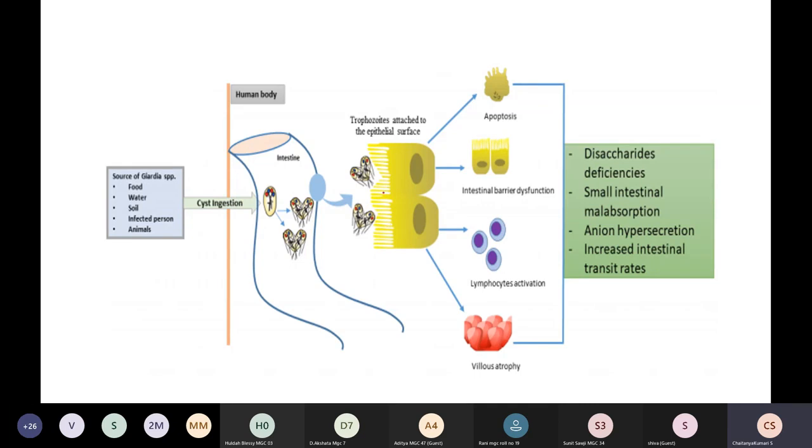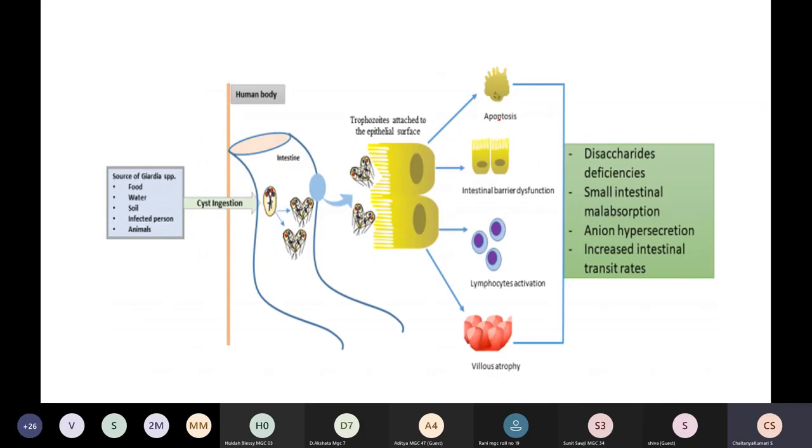They will go and attach to the epithelial cells or the enterocytes, and they will start damaging the microvilli by interfering with the nutrition absorption. So when they adhere, slowly they start damaging, so that the microvilli are not able to absorb nutrients and other minerals from whatever food has been taken by that person. And further, it also causes different types of damage here.